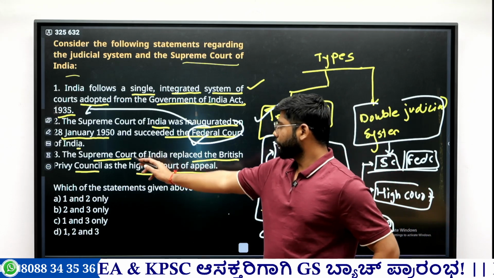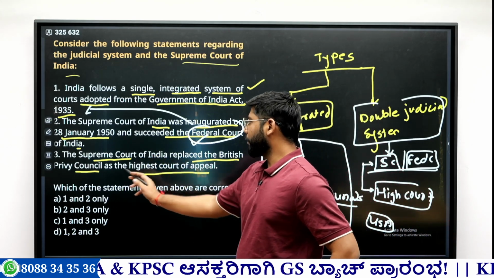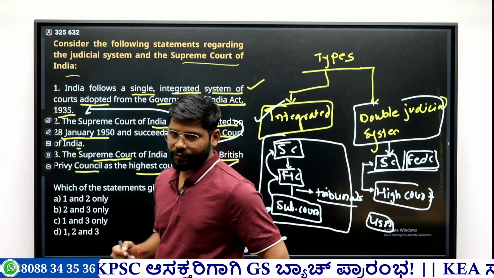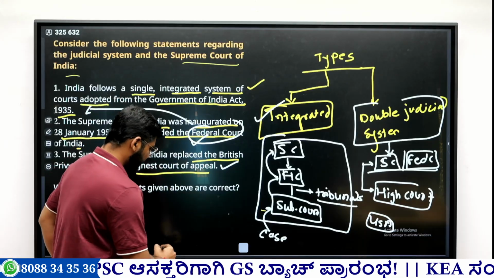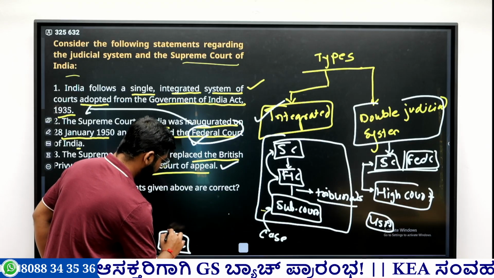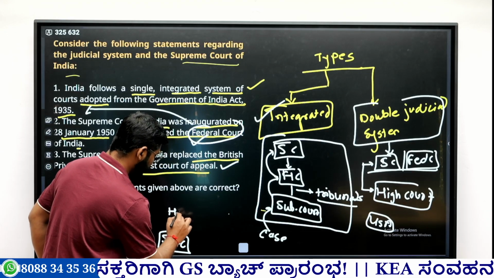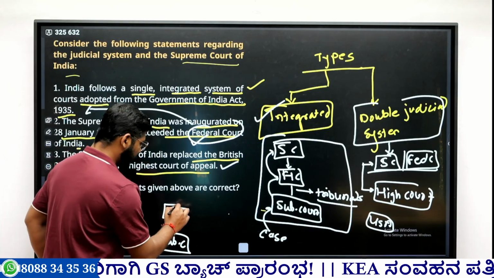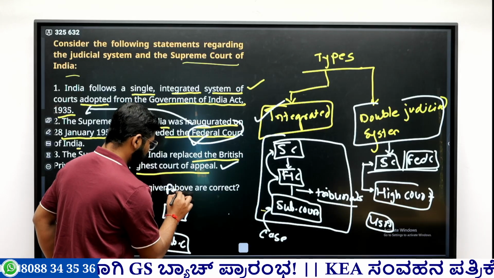Second, the Supreme Court of India replaced the British Privy Council as the highest court of appeal. Yes, because in the British time there was a system. There were the subordinate courts. Above the subordinate courts there used to be the High Court, at the provincial level. Above the High Court there used to be the Federal Court.